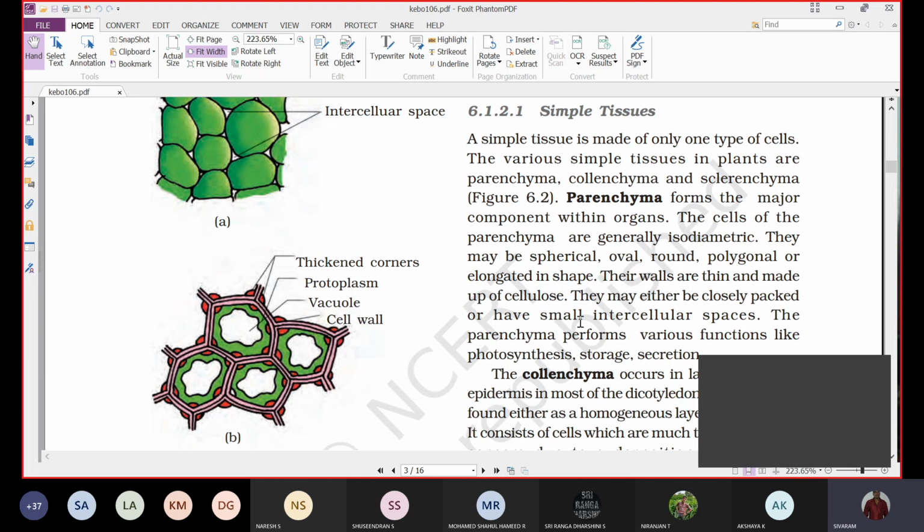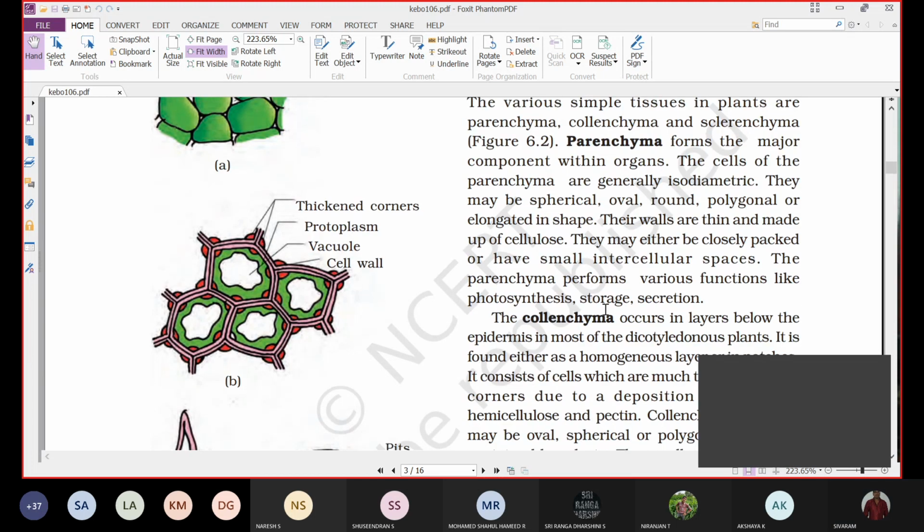Already you might have studied some information related to these simple tissues while you were studying in your lower classes. I think in ninth class or 10th class, you would have come across them. In your lower class, you might have got some idea related to these tissues: parenchyma, collenchyma, and sclerenchyma. Okay, first we'll go with the parenchyma.